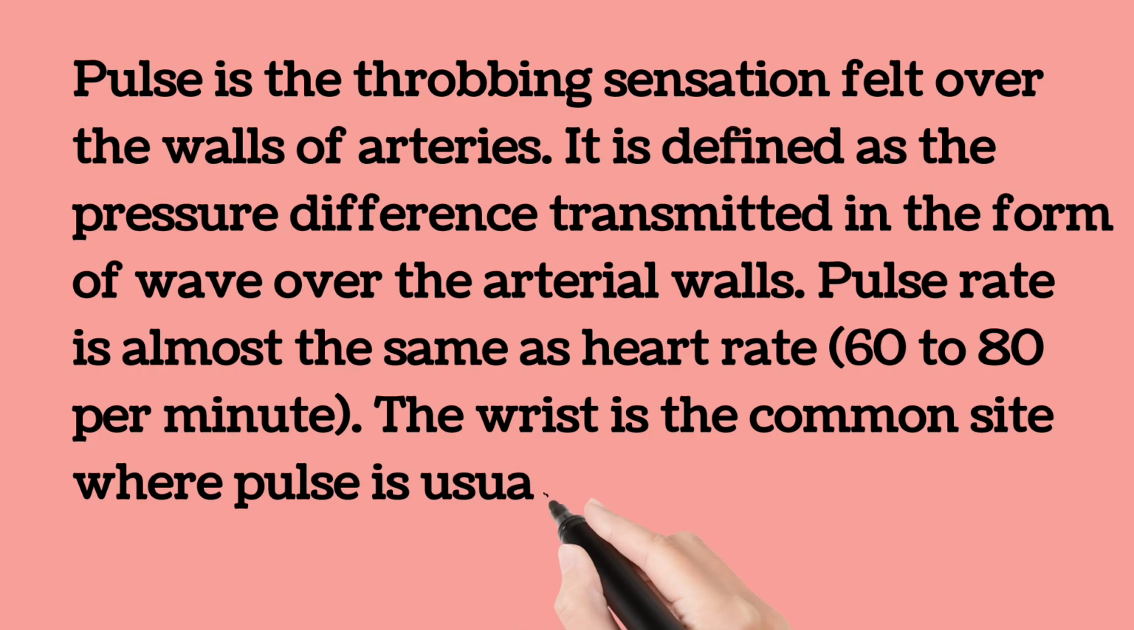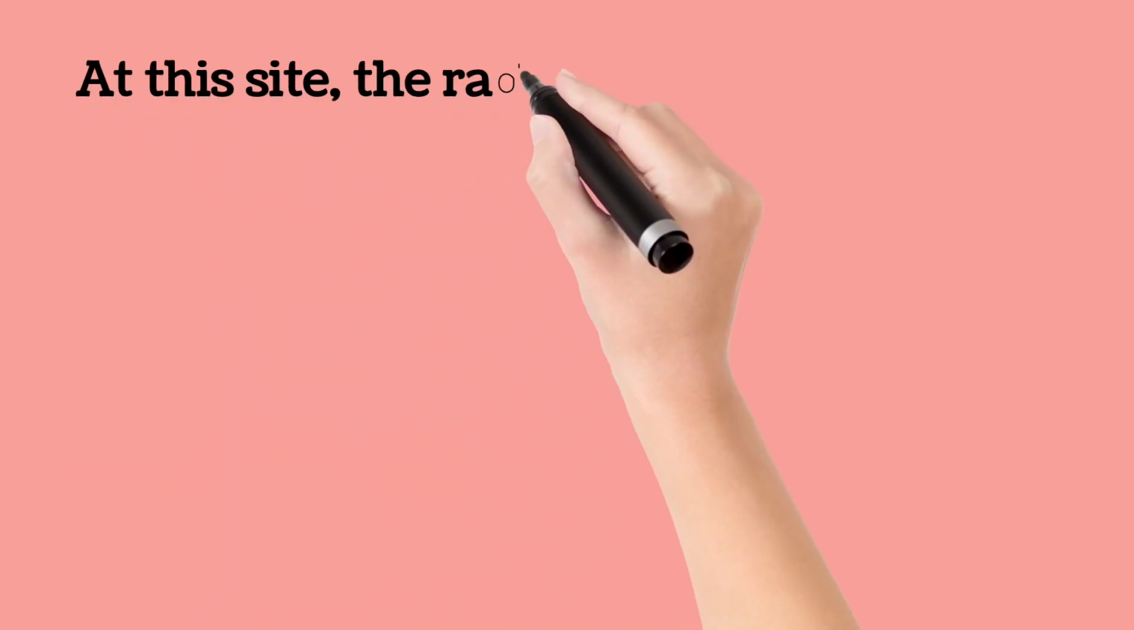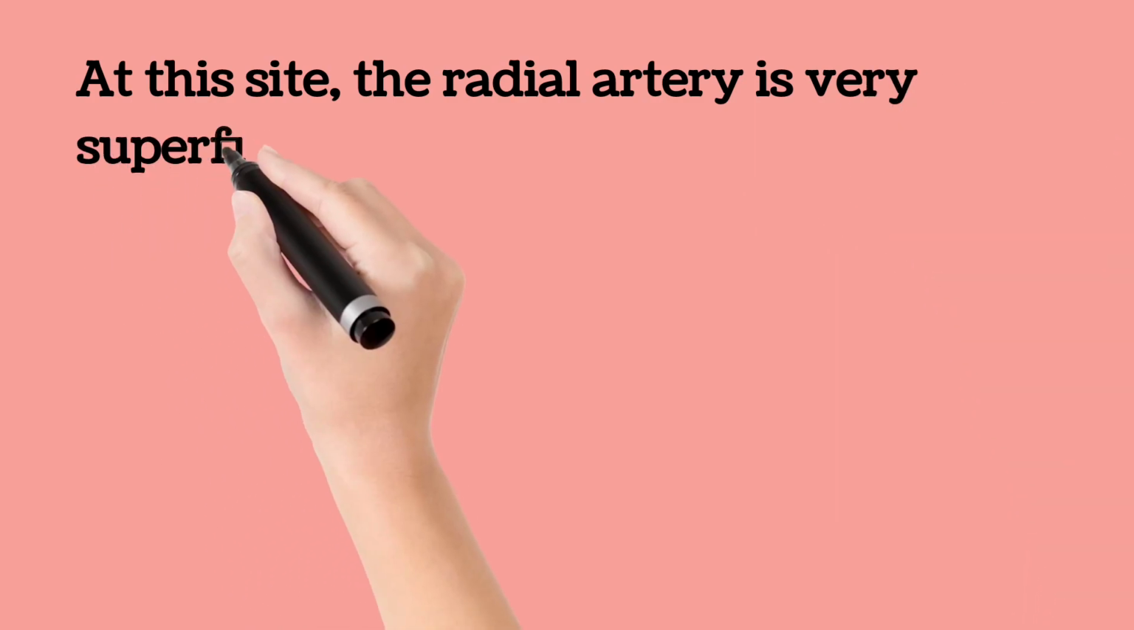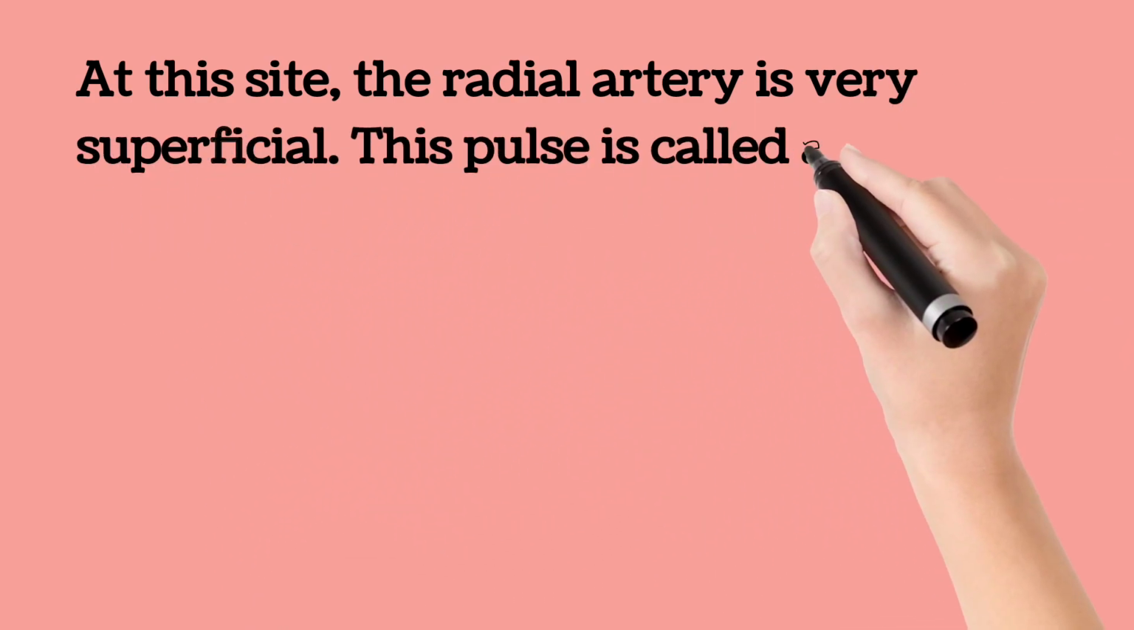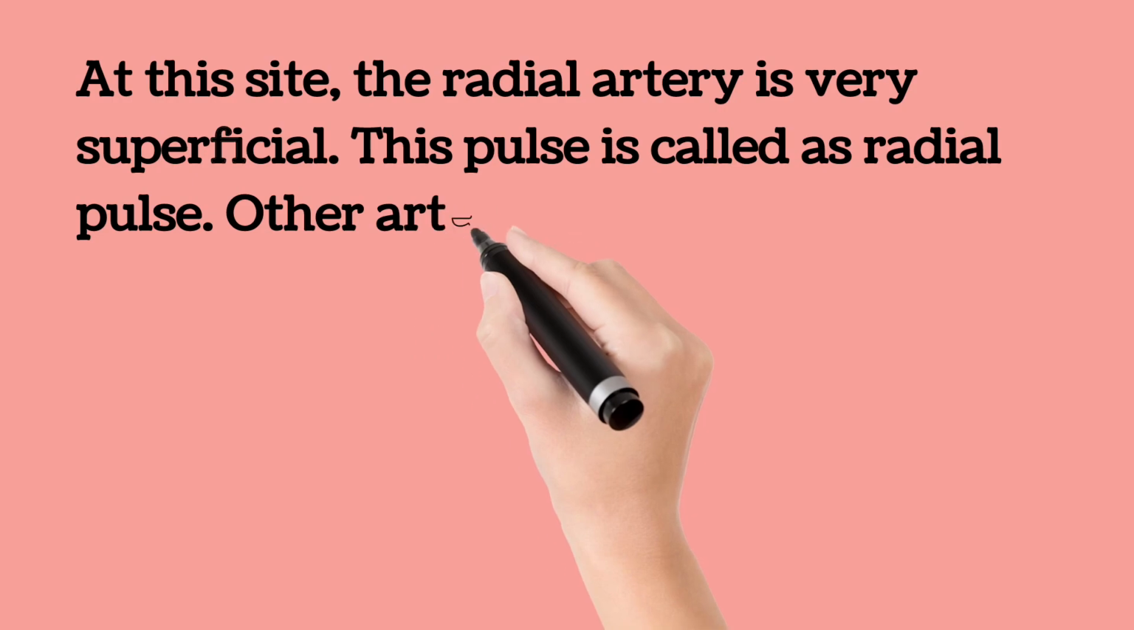The wrist is the common site where pulse is usually felt. At this site, the radial artery is very superficial. This pulse is called as radial pulse.